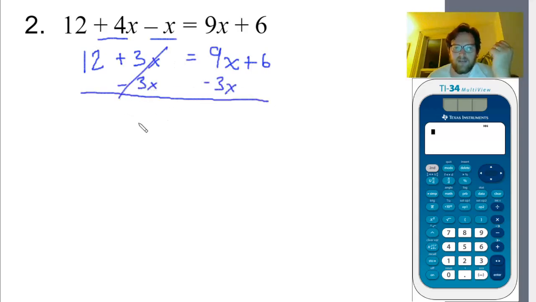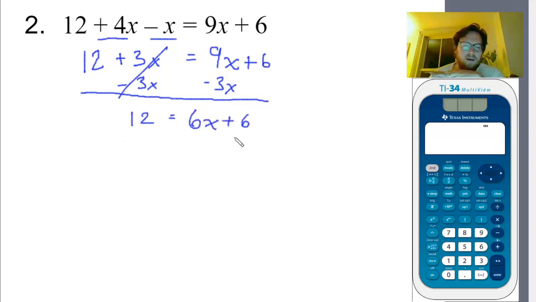So 3x and negative 3x cancels out. All we have is 12. 9x minus 3x is 6x plus 6. And then we want to move all the constants, all the numbers to one side. So we subtract 6 from both sides.